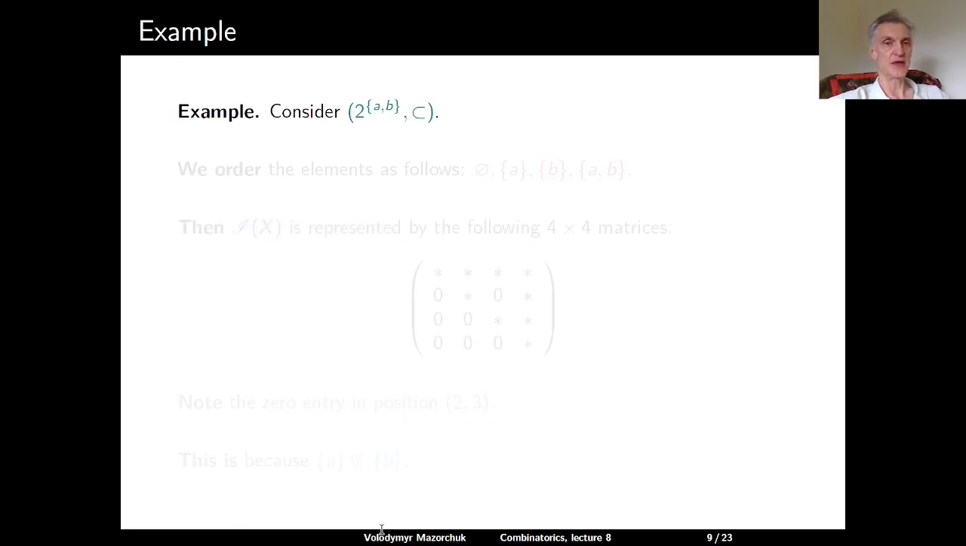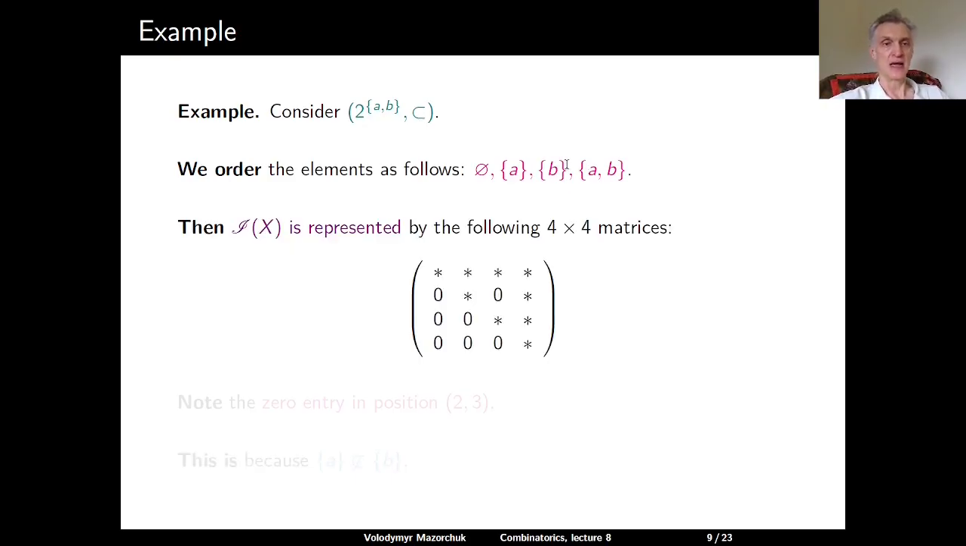So consider the Boolean of the two-element set, elements are A and B, with respect to inclusions. So we order the elements of this Boolean as follows. We start from the empty set, then A, then B, and then the whole set A, B. And then if some subset is included in the other subset, then the other subset is to the right. So this is how we want to write our elements. And then the elements of our incidence algebra are represented by the following 4 times 4 matrices.